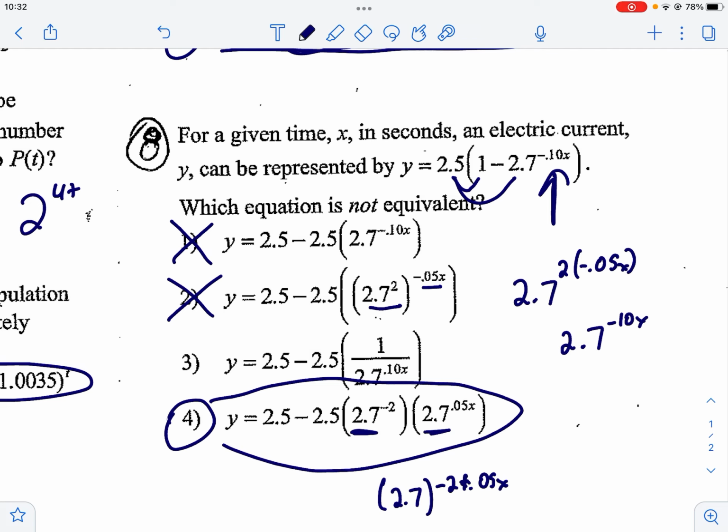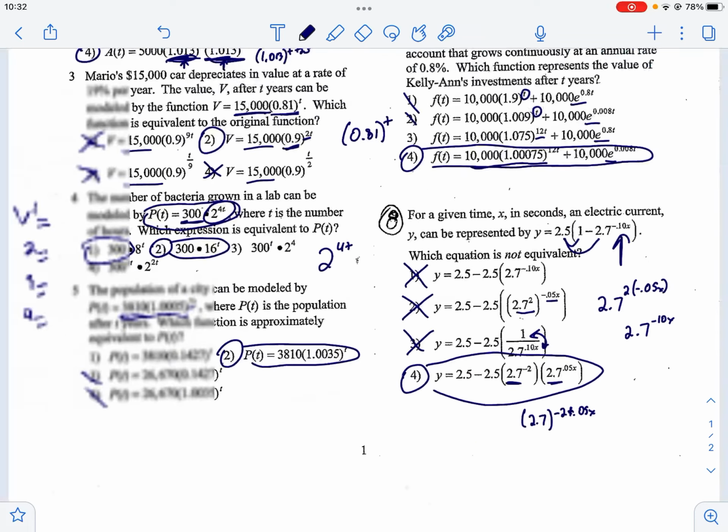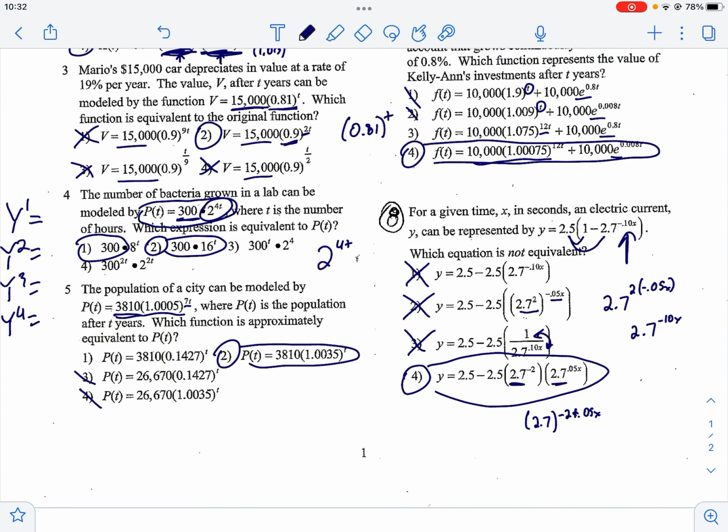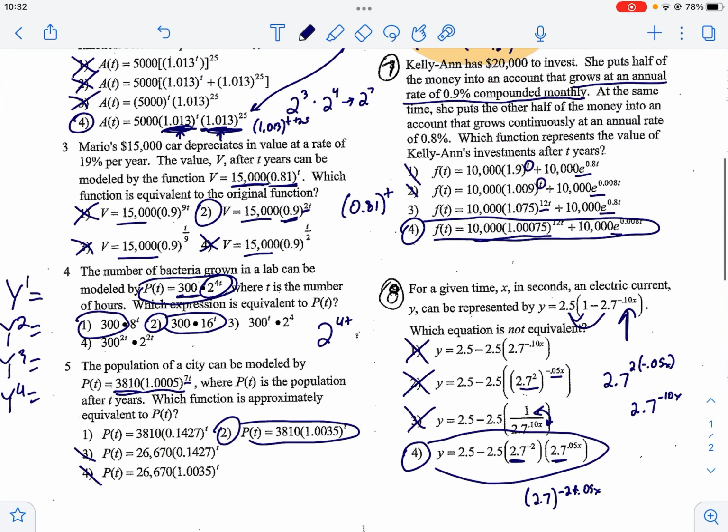Okay, and finally for number 3, you'll notice they've rewritten this exponent, which was negative, with a positive exponent. In math, if you change an exponent from negative to positive, we change the side of the denominator or numerator that the expression was previously. So in this situation, 2.7 to the positive 0.10x is the same thing as our original expression. So for all those reasons, the correct answer is 4 for number 8.